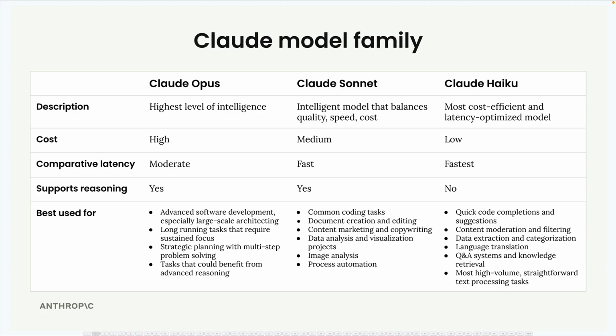Finally, we have Haiku. Haiku is Claude's fastest model, and it's made specifically for applications where response time is really important. One important thing to note about Haiku is that it doesn't support the reasoning capabilities that Opus and Sonnet have. Instead, Haiku is optimized for speed and cost efficiency, and this makes Haiku a really good choice for user-facing apps that need real-time interactions.